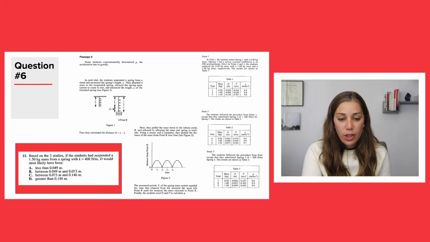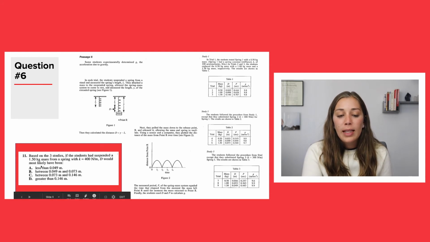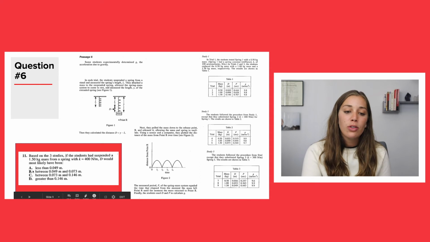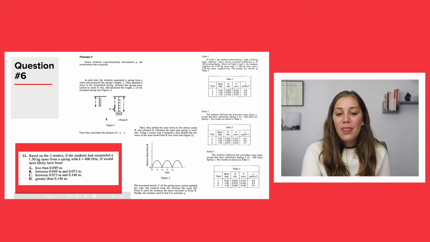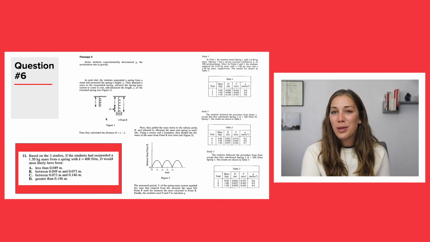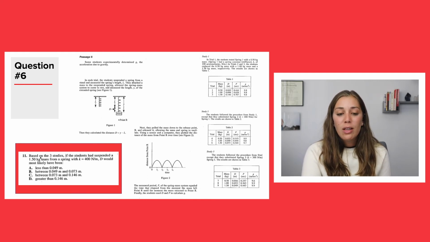And the last question, you see the words "would most likely have been," and you see in the answer choices less, between, or greater. So this here is another estimation question. We're being asked about a point that is not on the graph. So let's see what information we're given. Based on the 3 studies, if the students had suspended a 1.5 kilogram mass from a spring with K equals 400, what would D be?